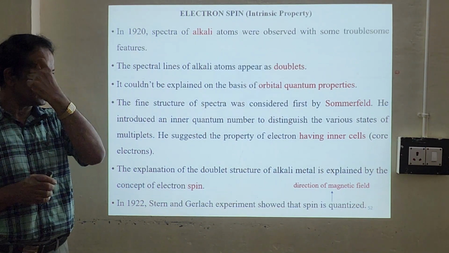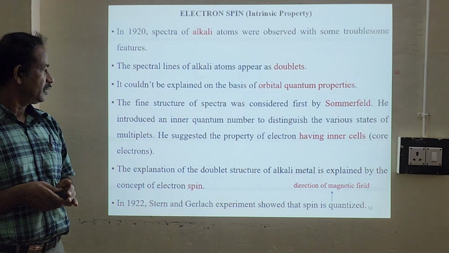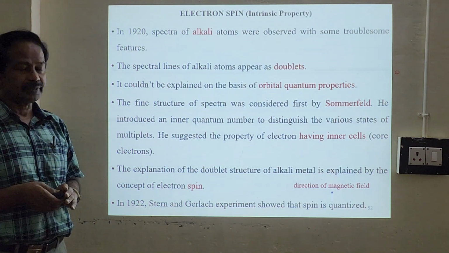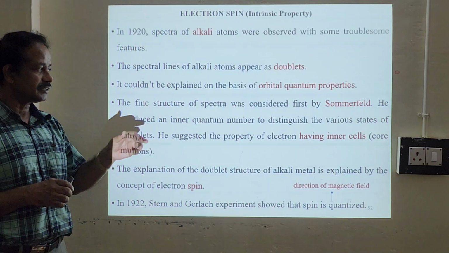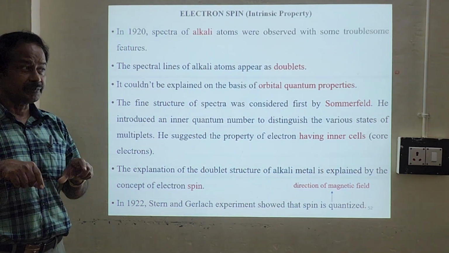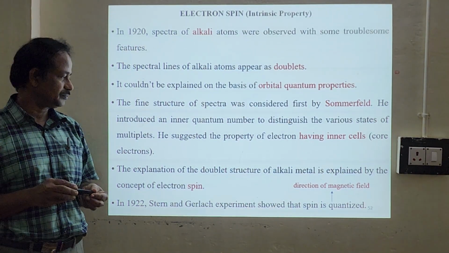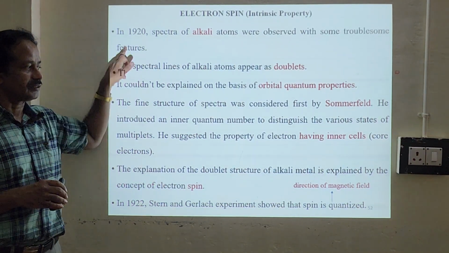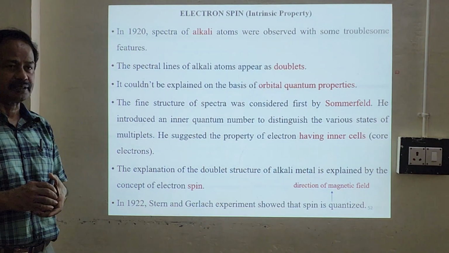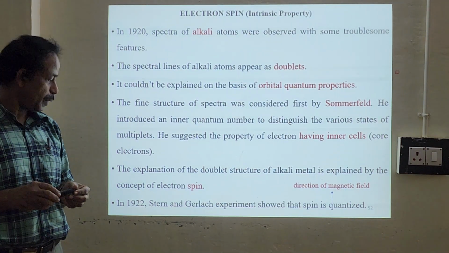It was first considered by Sommerfeld, who introduced an inner quantum number to distinguish the various states of multiplets. He suggested the property of electron having some inner shells, core electrons. The doublet structure of alkali atoms is explained by the concept of electron spin, which we are going to see now.